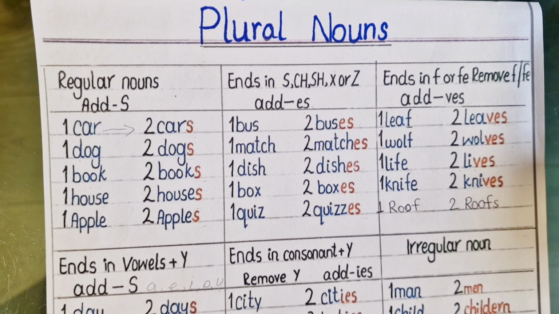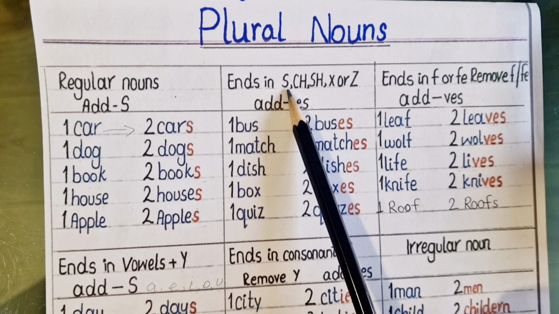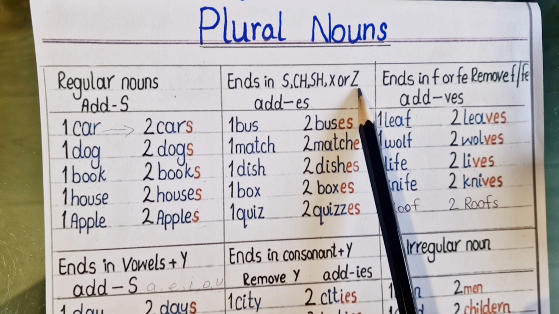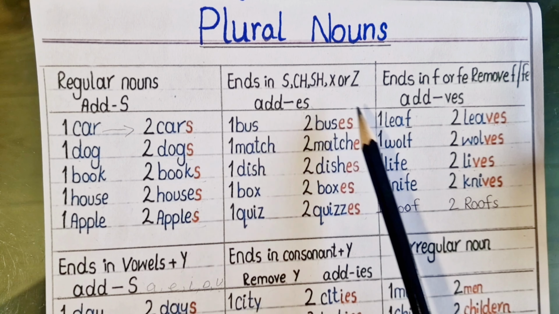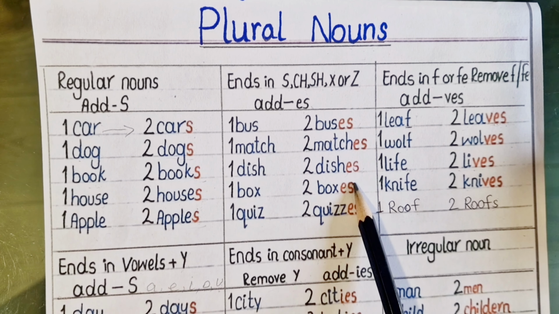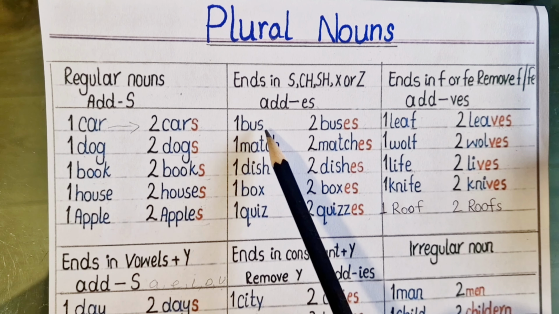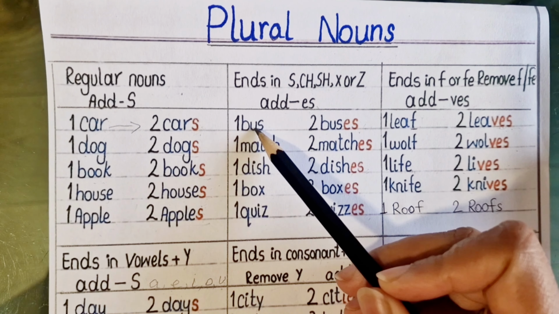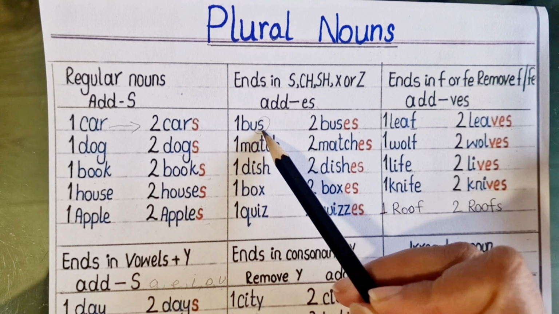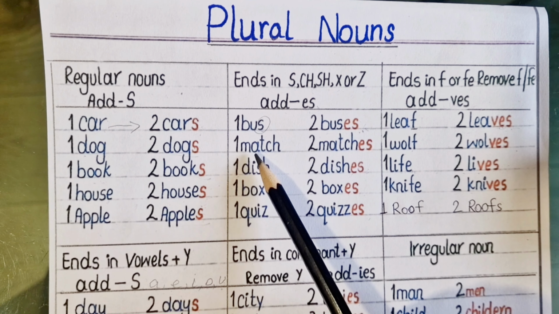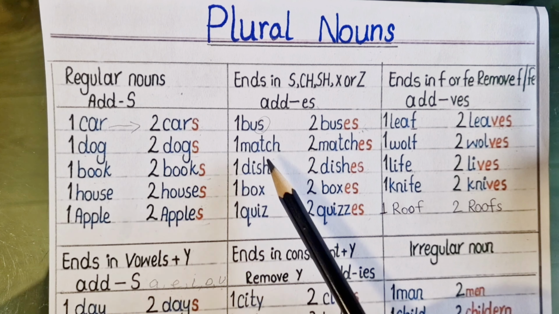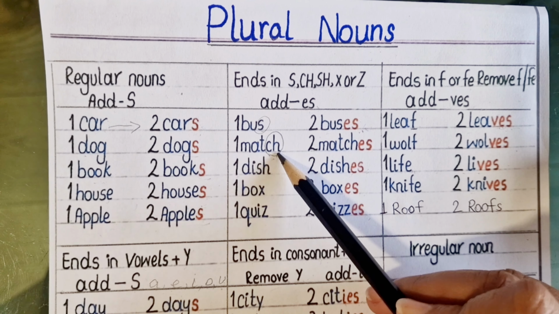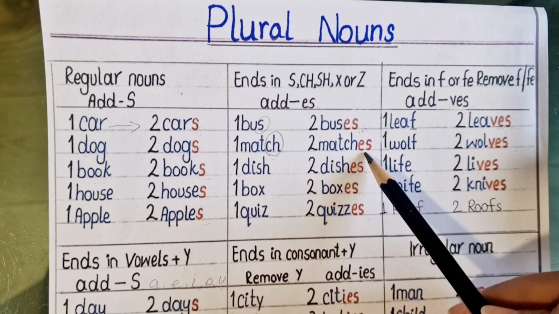Let's look at another spelling rule. If a word ends with S, CH, SH, X or Z, then we will simply add ES at the end of the base word to make a plural noun. Just like bus, when we make a plural noun it becomes buses, because this word ends with the letter S. Bus, buses. Same here, match. You can see this word has CH at the end of the word.